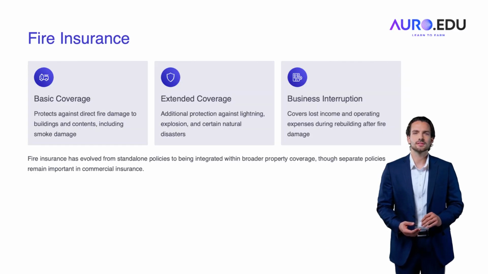Fire insurance. Fire insurance provides financial protection against damage from fire and related hazards. Basic coverage addresses direct fire and smoke damage, while extended coverage includes lightning and certain disasters. Business interruption policies help companies recover lost income during repairs. Although fire coverage is often bundled with property insurance, standalone policies still matter in high-risk commercial environments. Modern risk assessment tools now determine premiums more accurately than ever.